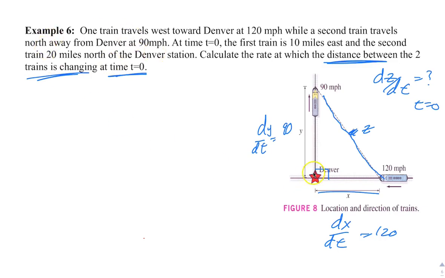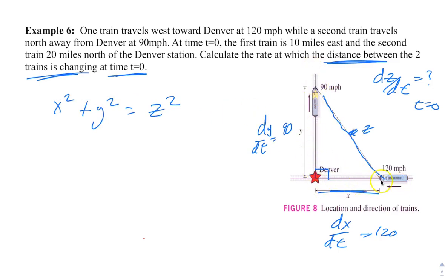Now we do what we always do. I need to come up with an equation that relates all these, because I'm trying to find dz/dt. Well, it's a right triangle, so let's do the most famous one: x squared plus y squared equals z squared. And in this case, I can't put any constants in. Everything's changing, right? This distance is changing, that train's going further.